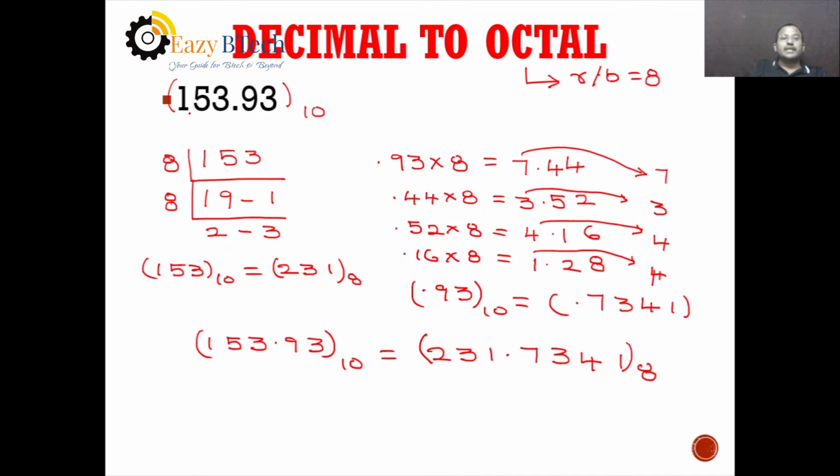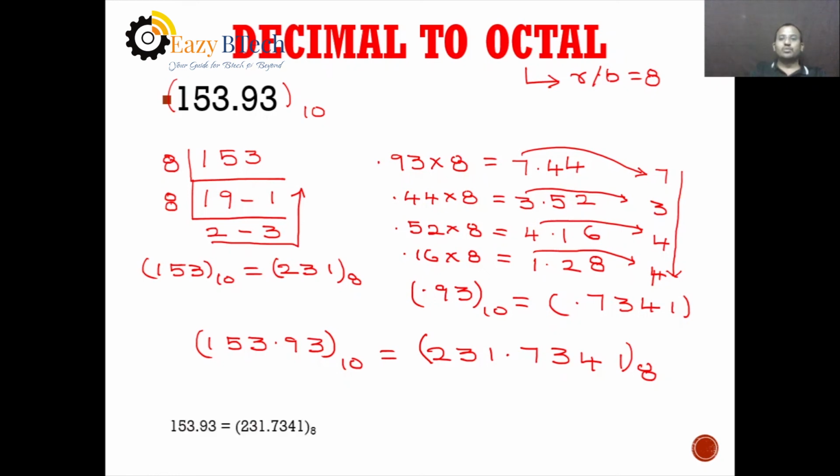So what we have to do: the integer part we have to repeatedly divide and collect the remainders in the reverse order, from top to bottom. Whereas for the fractional part, we multiply the fractional part and collect whatever integer part we get. The fractional part we get, again we multiply, and we take the integer parts in the same order, top to bottom. So for the given decimal number, this is the corresponding octal equivalent, right?